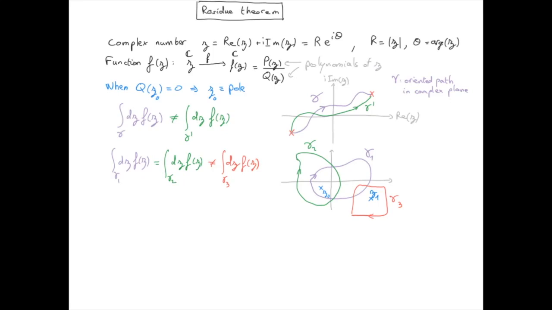We now define a residue for the function f associated to a pole. By definition, it is a ratio of the function p evaluated at the pole divided by the derivative of the function q evaluated at the pole as well. The residue theorem tells us that the integral of the function f on a closed contour is proportional to the sum of the residues of f for the poles which are inside the contour.